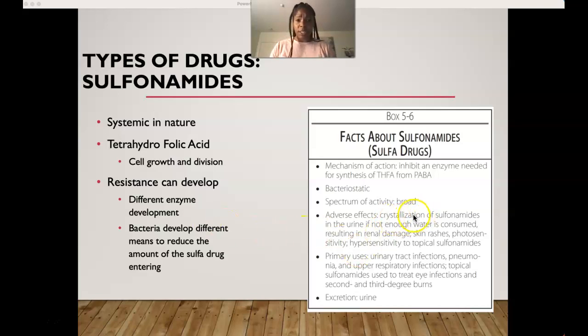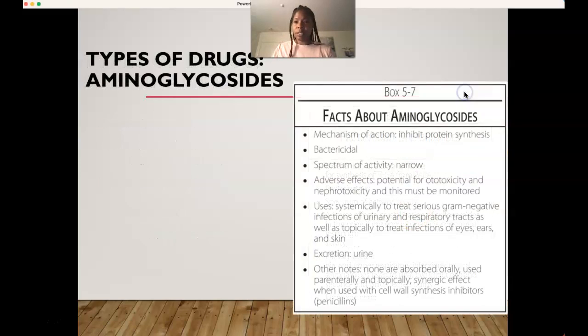One of the things that you'll see here is that they crystallize as they're being released if there's not enough water being consumed. And so they create almost like these crystals that come through the urinary tract, and that can be very, very painful. So you have to make sure with the sulfonamides that your patient is drinking more water than you would probably recommend for many of the other antibiotics that we've talked about thus far.